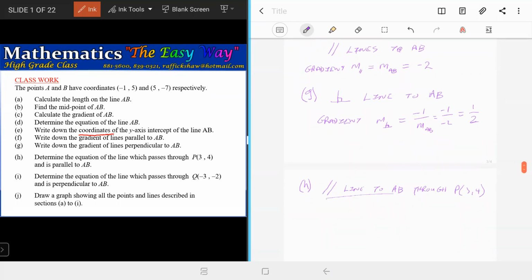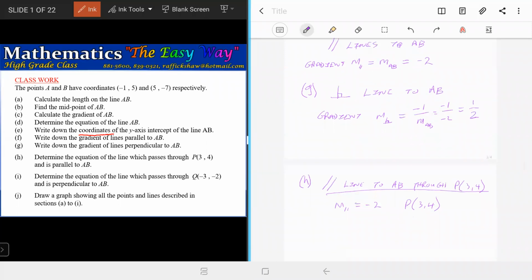What do we say? If we're trying to find the equation of a line, we need to know two things. We need a gradient and a point. We have the point already. But they help us to find the gradient because they tell us that it is parallel to AB. So what do we know? What are we going to use? We're going to use a gradient, which is a parallel gradient, which we know is negative 2. And we're going to use a point, which is (3, 4), to get the equation. So we need the gradient of the line and a point. And again, we have both of them.